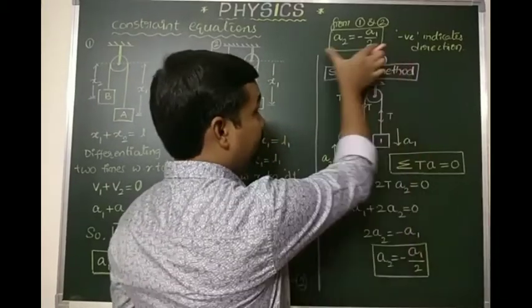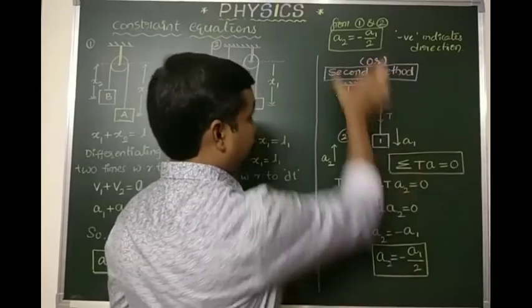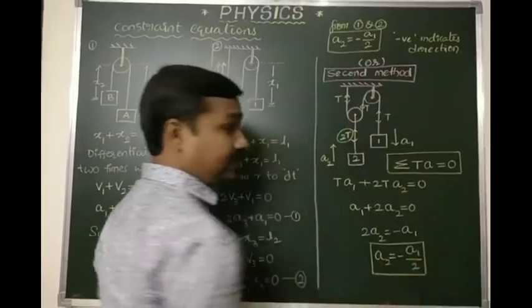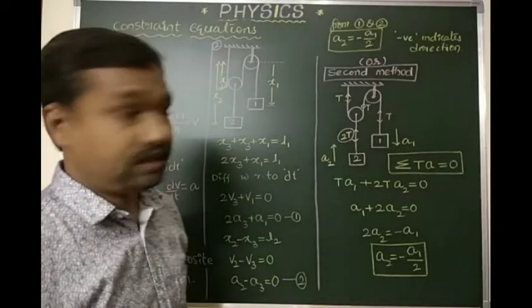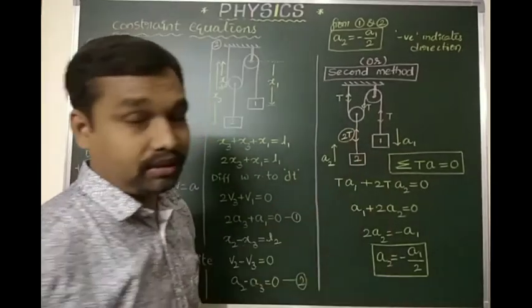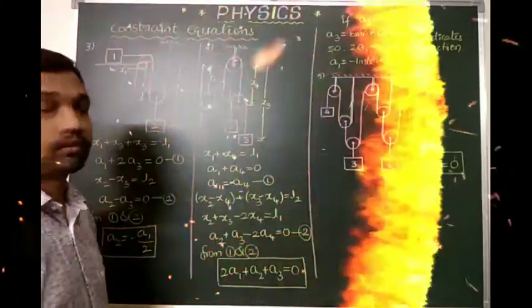This is the equation we got here. The negative sign indicates the direction itself. This is the second method, finding the relation between the blocks.